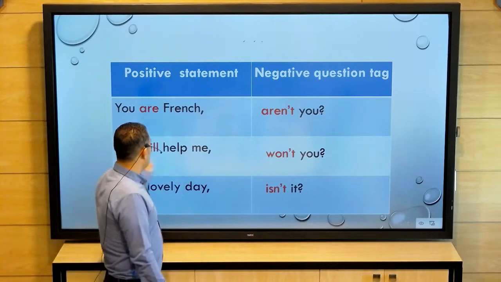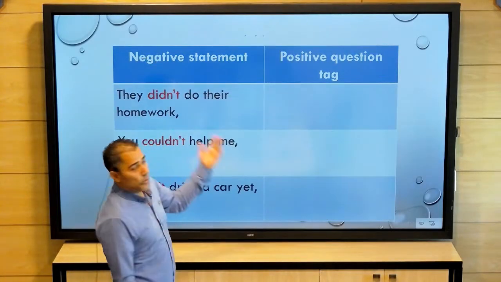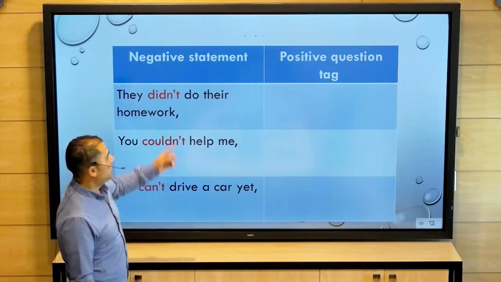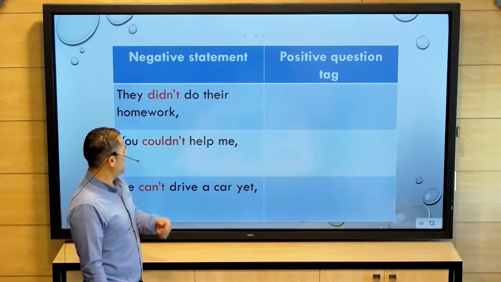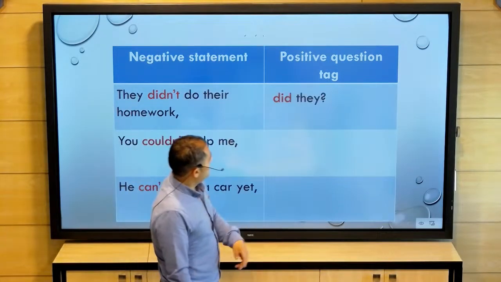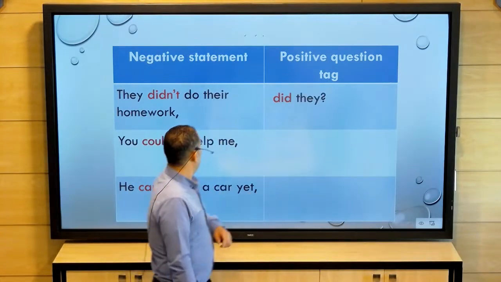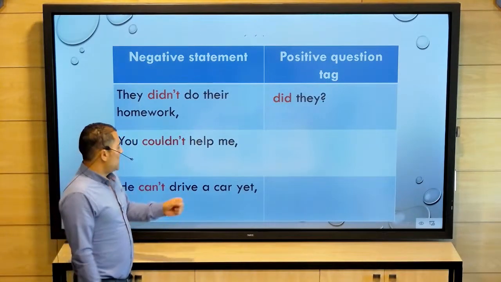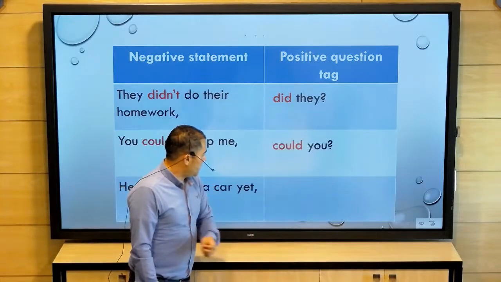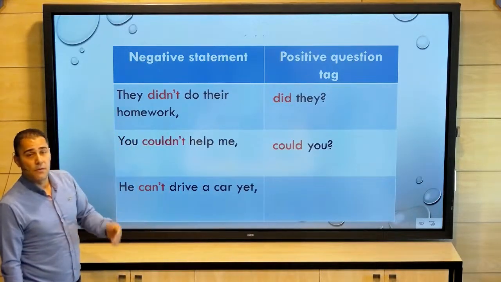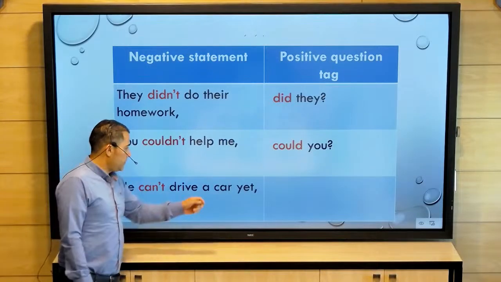On the other hand, how will the negative statement become positive? Some examples. They didn't do their homework. Here, the helping verb didn't, in the negative form, will become positive: did they? You couldn't help me, the verb couldn't is also in the negative form. With the positive it becomes could you? And he can't drive a car yet. So can't in the negative becomes can he?